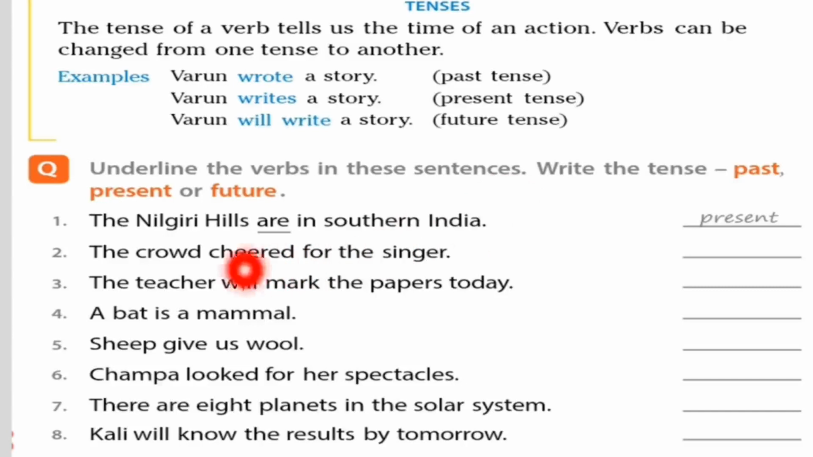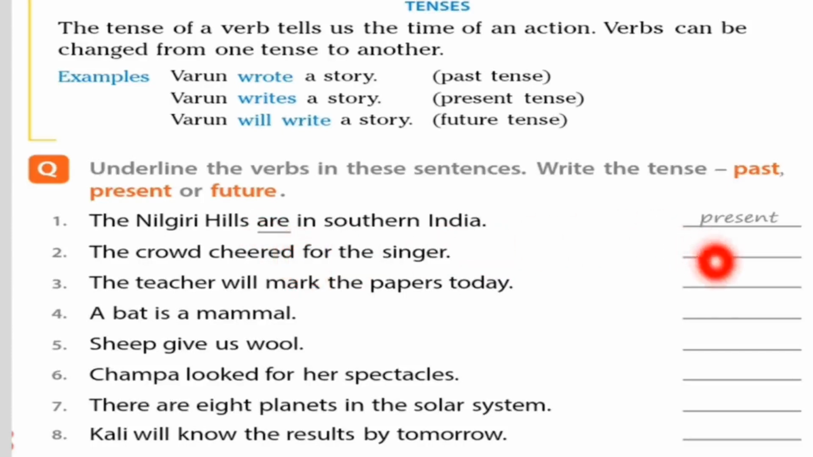The Nilgiri hills are in southern India. I want you to underline the verb. They have underlined it already here. So are is actually a plural verb, right? So are is showing present tense. What type of tense is it? Present tense. So you have to write over here, present.